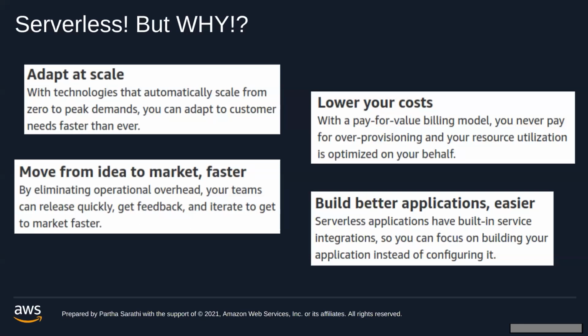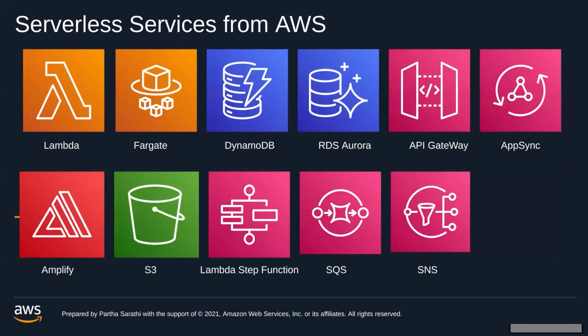Forget about your servers; they will be taken care of automatically by cloud providers. These are the services, particularly serverless services, that we will be focusing on. These are the core serverless services from AWS. They are the backbone of all the serverless architectures from AWS: Lambda, Fargate, DynamoDB, RDS Aurora, API Gateway, AppSync, Amplify, S3, Lambda, Step Functions, SQS, and SNS.